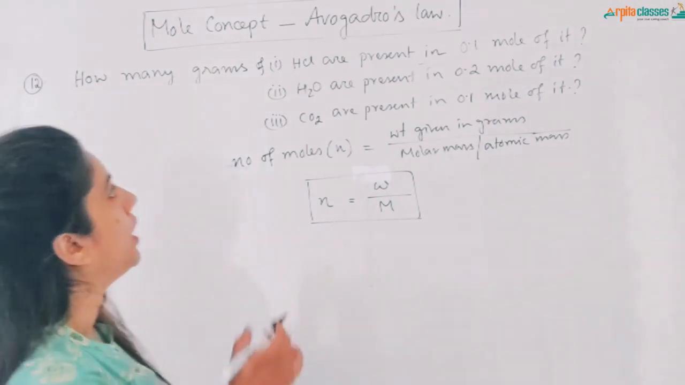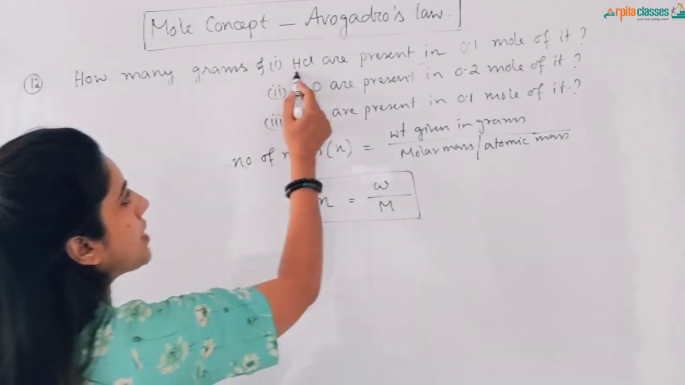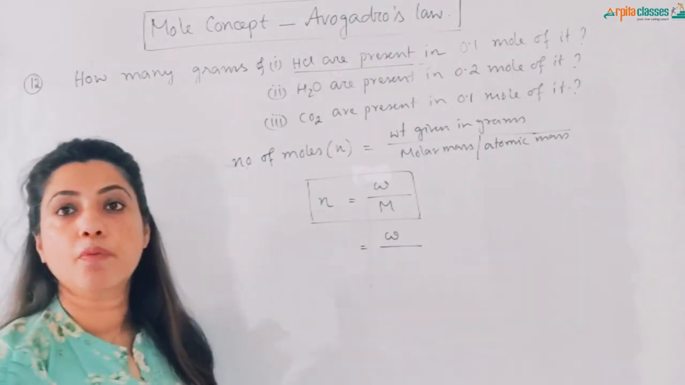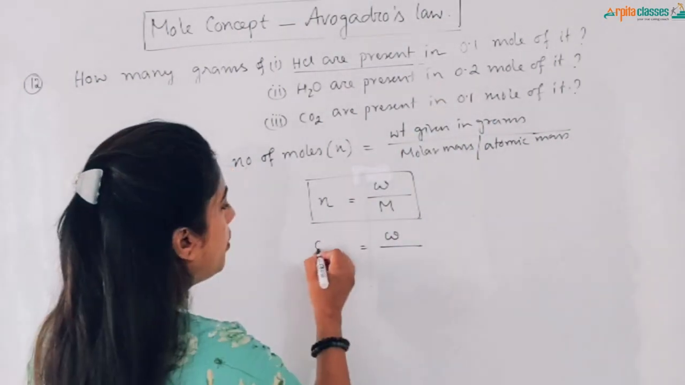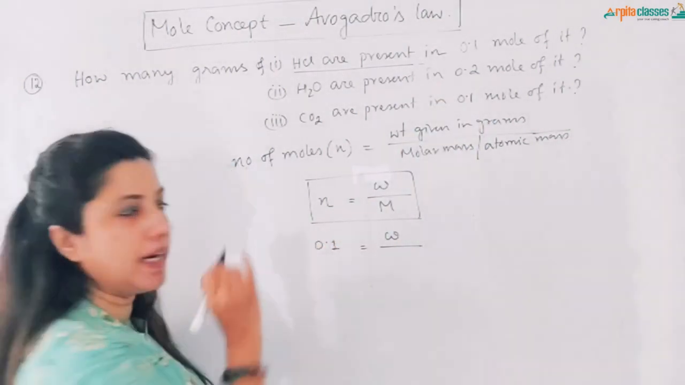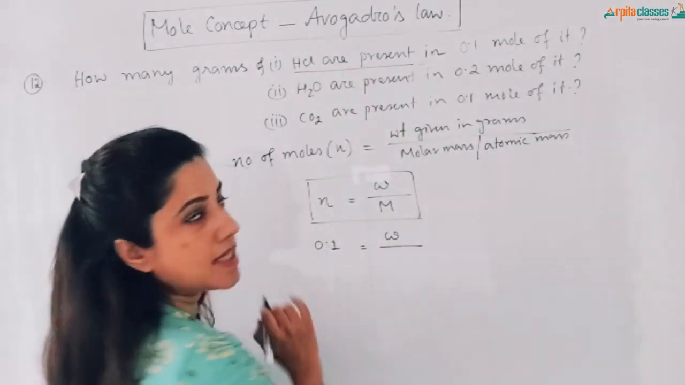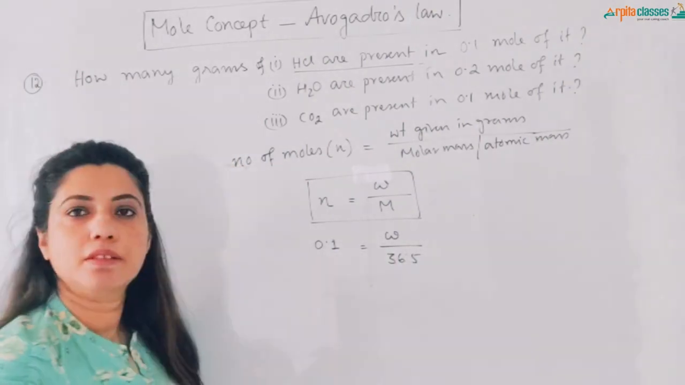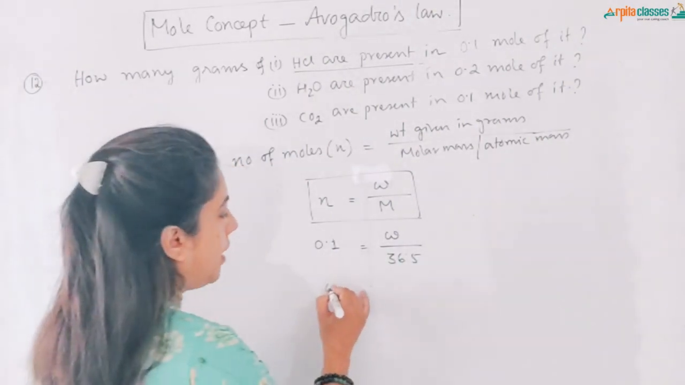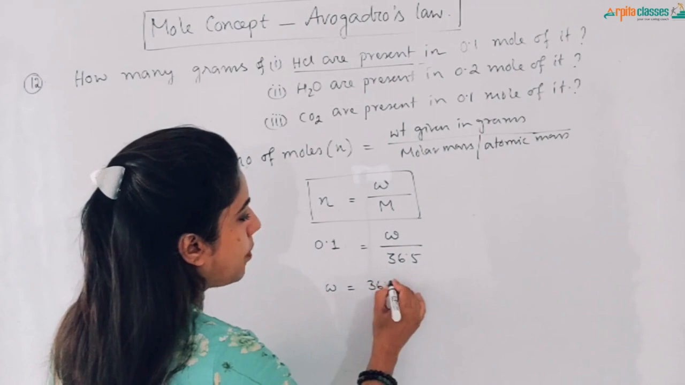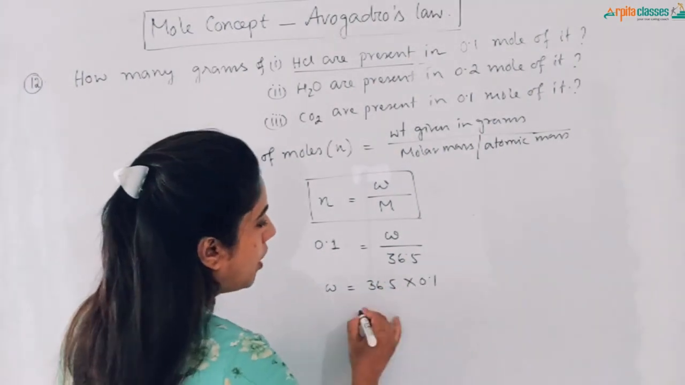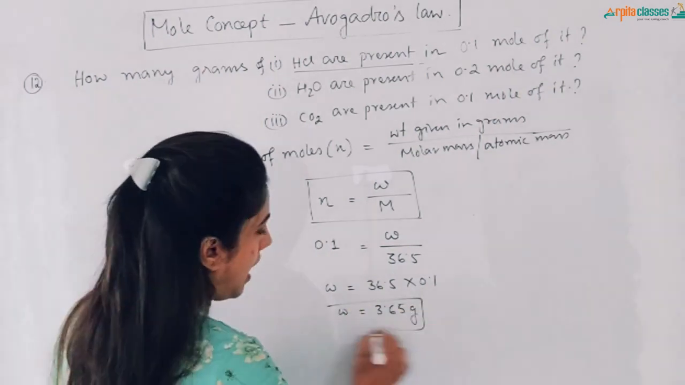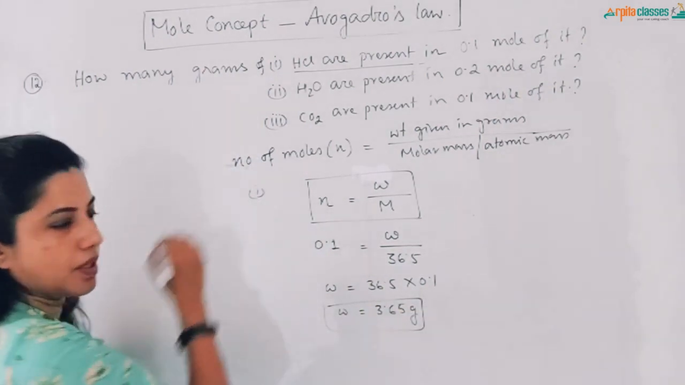We can do this sum also. So now they are asking how many grams of HCl are present. They are asking how many grams, that means they are asking for W. In 0.1 mole, that is N is given 0.1, and since it is HCl, the molar mass of HCl is 36.5. So you can just put it in the formula, and therefore W is equal to 36.5 into 0.1, which is 3.65 gram. So this is the answer for the first question.